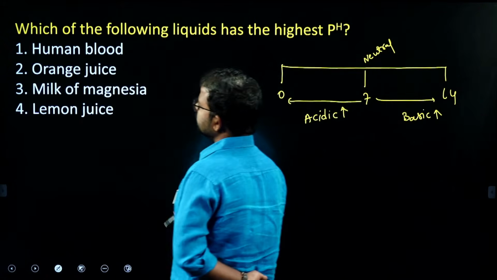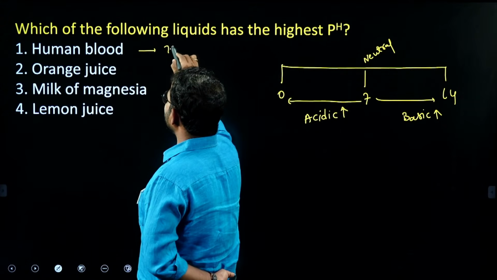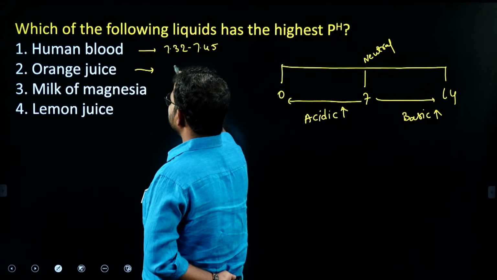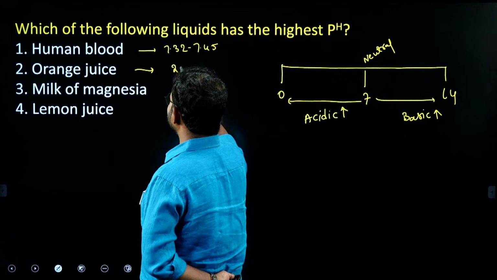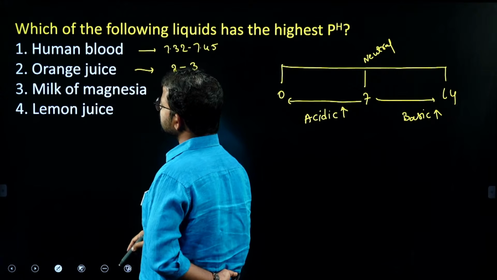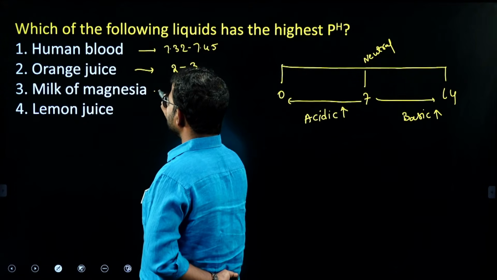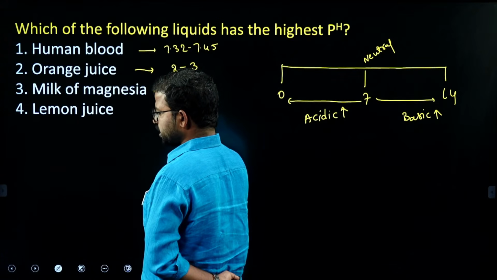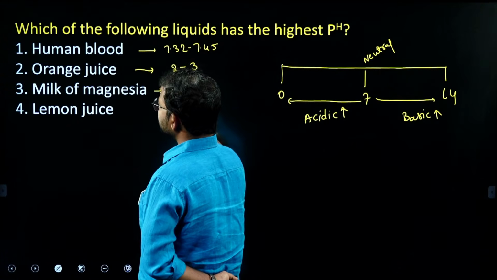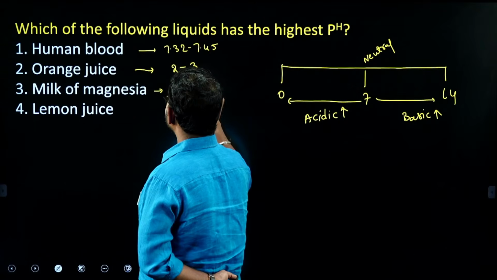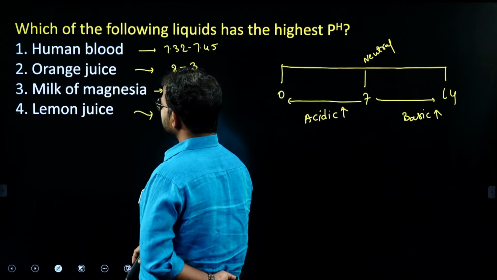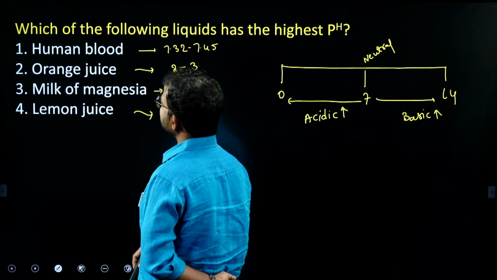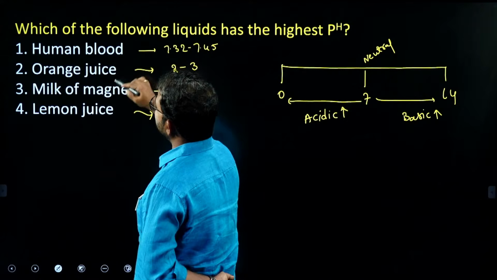So here is the concept. Human blood is mostly 7.3 to 7.45. What about orange juice? Orange juice pH value is between 2 to 3. Next, milk of magnesia, its pH value is around 10 to 11. Next, lemon juice, its pH value is 2 to 2.5. So the correct option here is option 3 only.